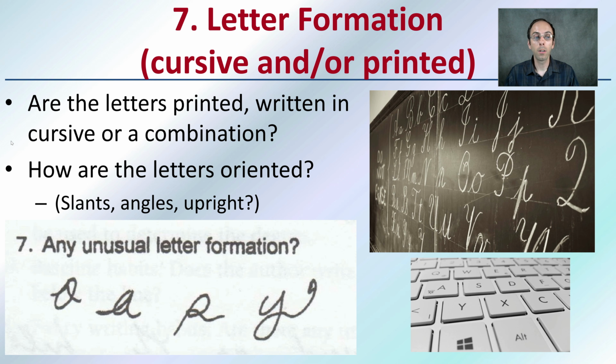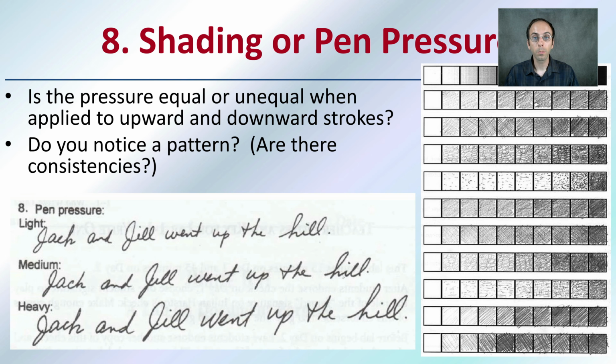Is there a combination of the two, as so often it can be seen? How are the letters oriented? Are they slants? Are they angles? Are they upright? All, again, factors to be considering. Shading and also the pen pressure.